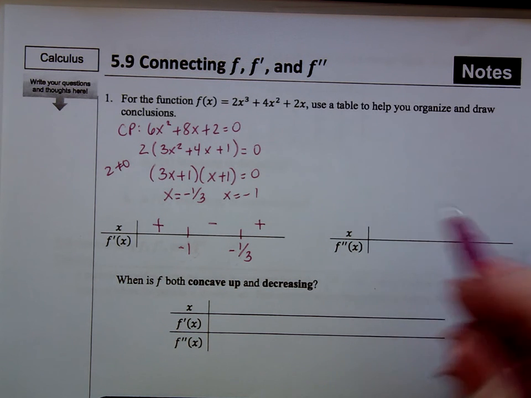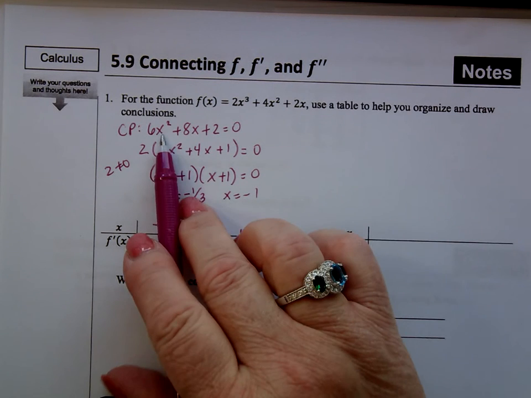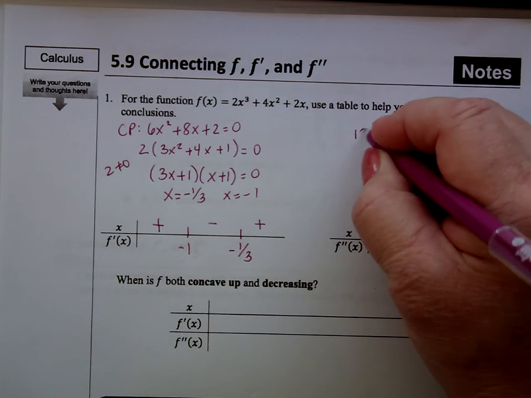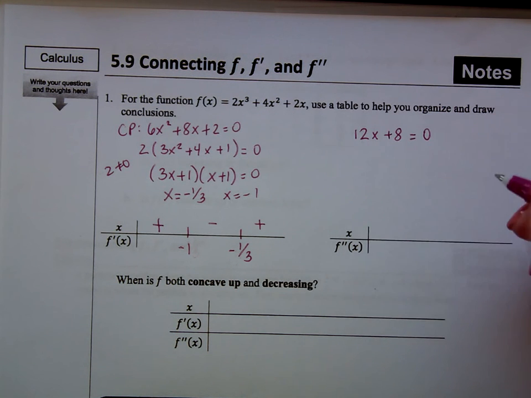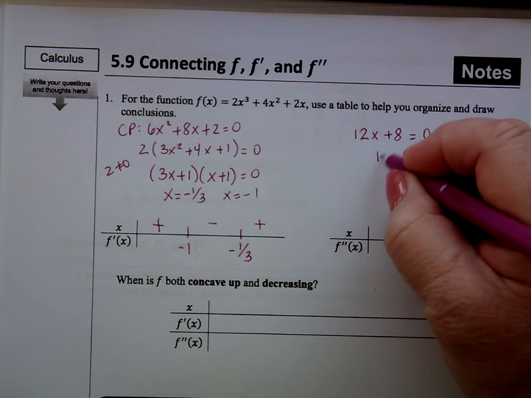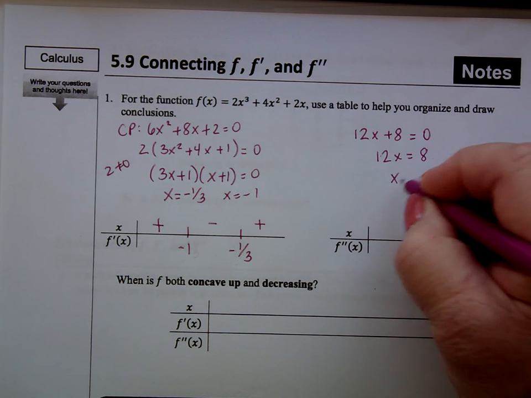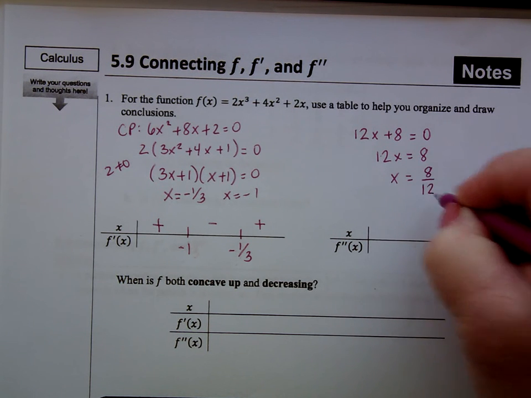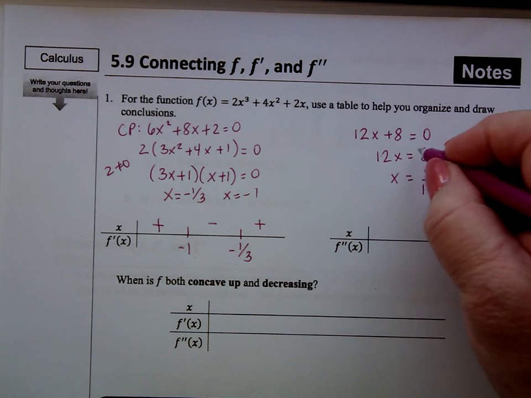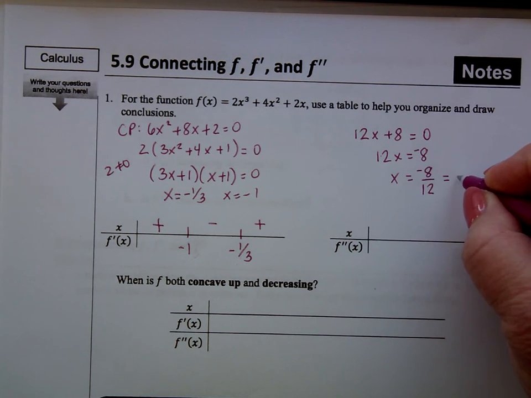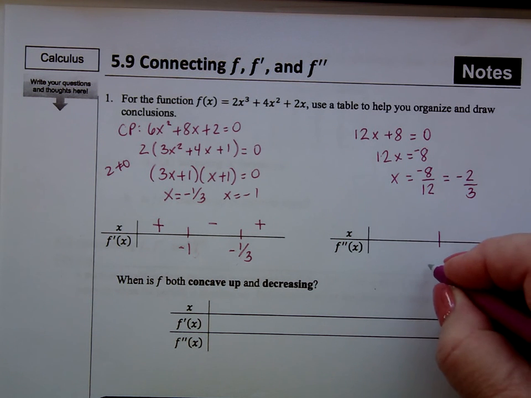Now, over here, it's talking about my concavity, my second derivative. So I'm going to take my first derivative here and find the second derivative. It is 12x plus 8. Set that equal to 0 and make my sign chart off of this. 12x equals negative 8, so x equals negative 8/12. A couple different ways I could have done this, but nonetheless, 4 goes into those, so that makes this negative 2/3. So I only have one thing to put on this, negative 2/3.